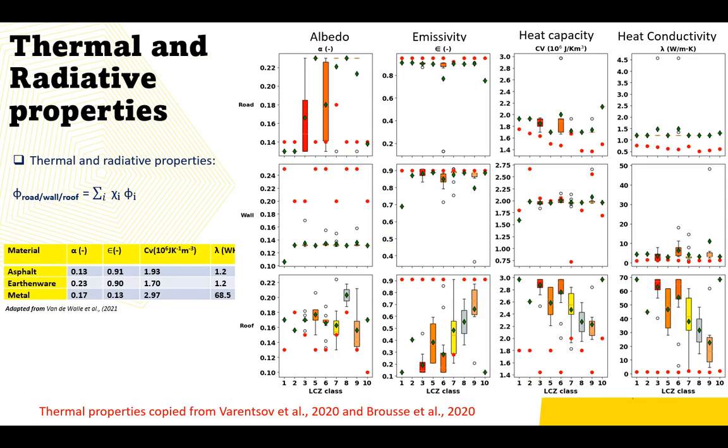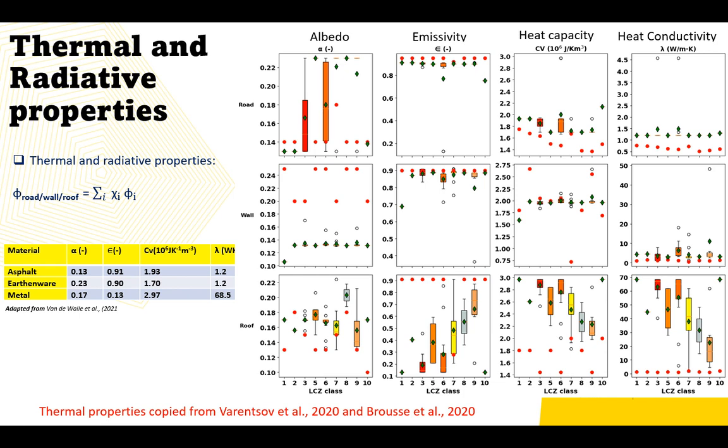So we compare the thermal and radiative properties. Though it's somewhat subjective because it depends on the observer, we use the thermal properties from Van der Waal and Bronze 2020, and then we compare. We use that one to derive this one, multiplied by the percentage or fractions of the materials that we have from each measurement location.